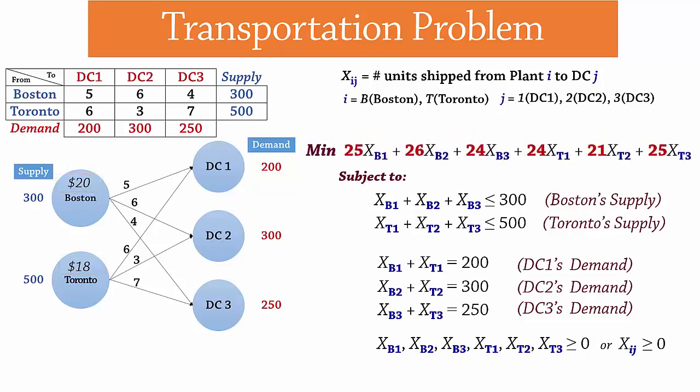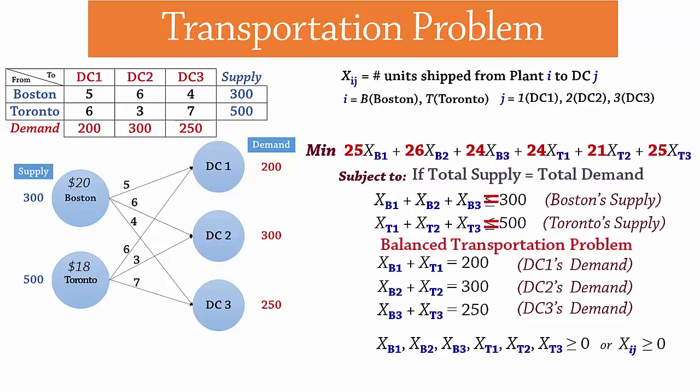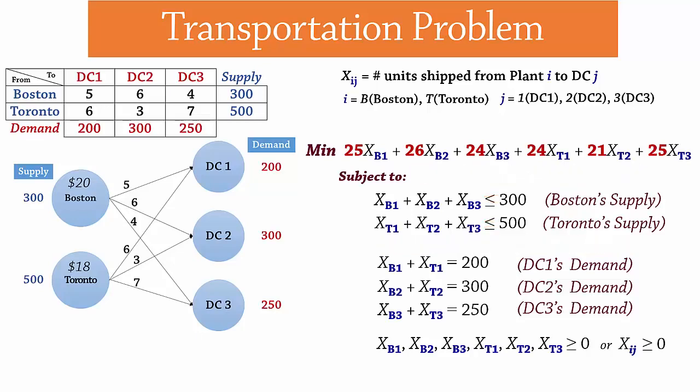Note here that if total supply were to equal total demand, we could have used equality for all constraints. We refer to that situation as a balanced transportation problem. This problem, however, is an unbalanced transportation example where supply exceeds demand. Moreover, we could also have an unbalanced problem where demand exceeds supply. Consider the following scenario. Suppose demand at distribution center 1 increases to 300 units. Then we have another unbalanced problem with demand exceeding supply.